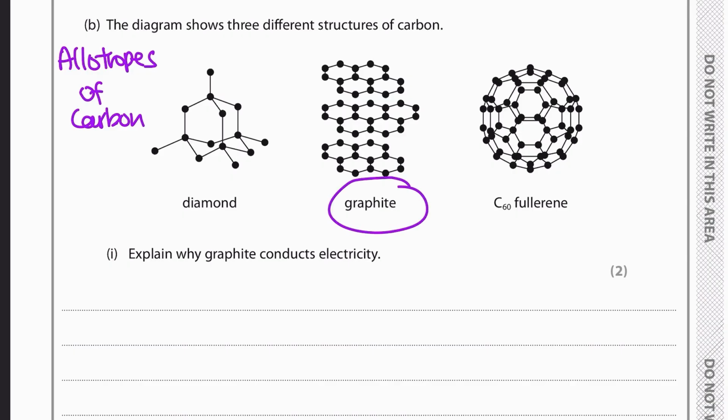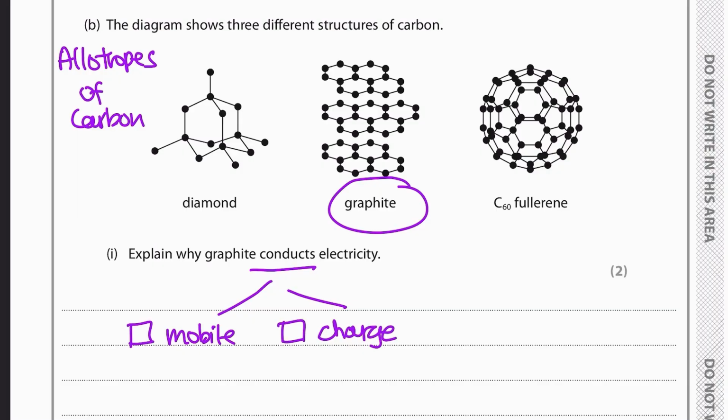Now, when you think about conductivity, I want you to think of two things. Number one is mobile. Number two is charge. And you've got to tick both boxes in order for something to conduct. It's an and, not or, and. It's got to have mobile and charge. So what I mean by that is there a charge in graphite? Yes, those would be the electrons. Electrons are negative charges. Is there any mobility? Are the electrons moving? Can they move?